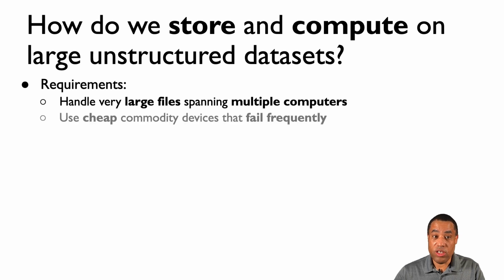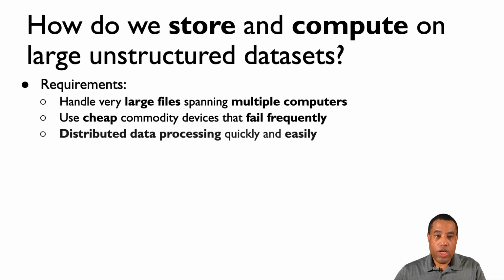Our solution is we're going to use cheap commodity devices. But they're cheap, they're commodity, which means that they may fail frequently. Right? If we have large numbers of inexpensive devices, they're going to fail. We're going to have a device that fails pretty frequently. We're also going to use distributed data processing. So we're going to take advantage of all of these commodity devices to process the data quickly and easily.